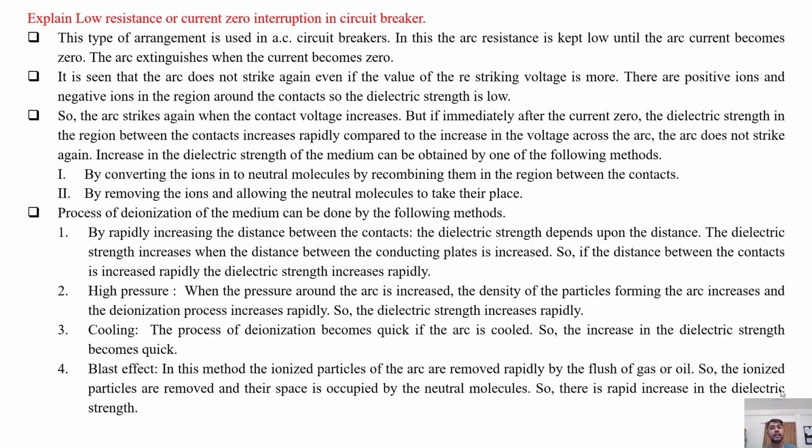So these are some methods to increase the deionization process and allow the quenching of the arc in the medium at the zero current interruption time. So this is how the low resistance or current zero interruption in circuit breakers takes place.